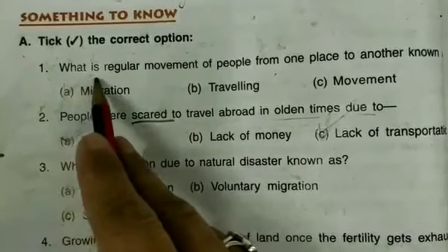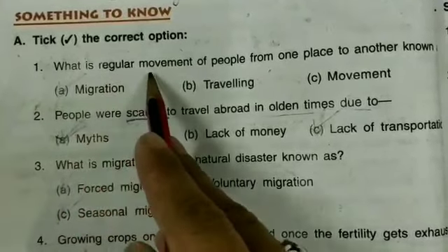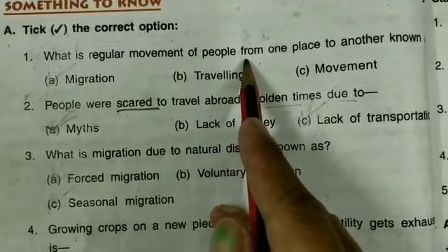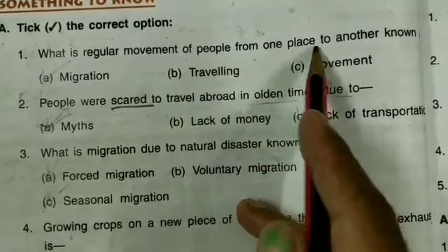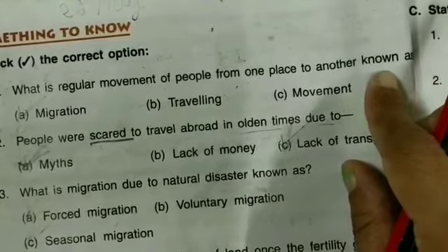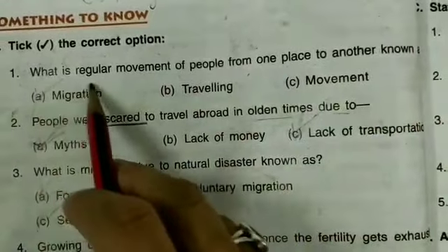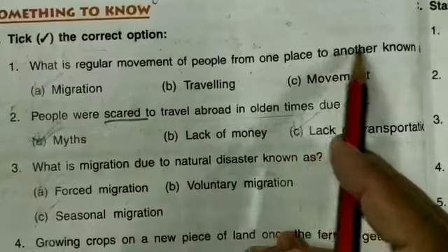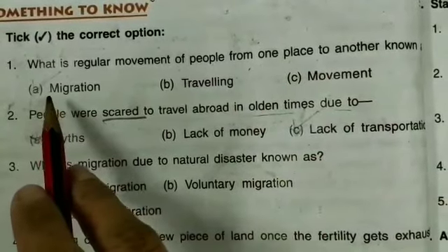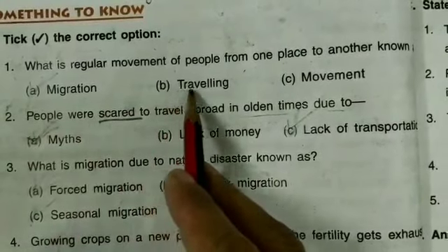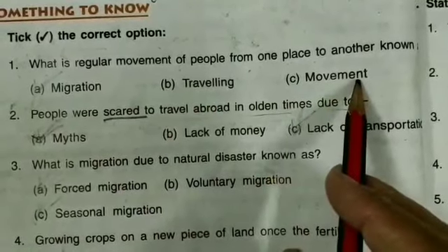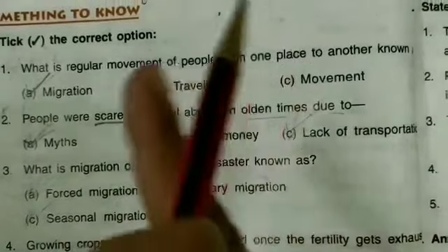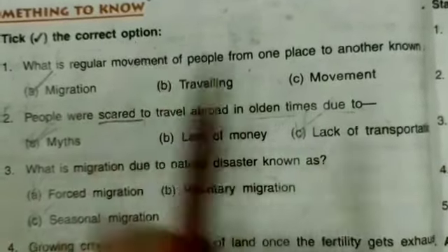Number 1. What is the regular movement of people from one place to another known as? Options are migration, traveling, and movements. The answer is migration. The regular movement of people from one place to another is known as migration.